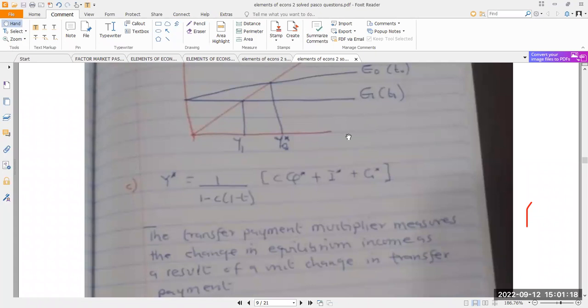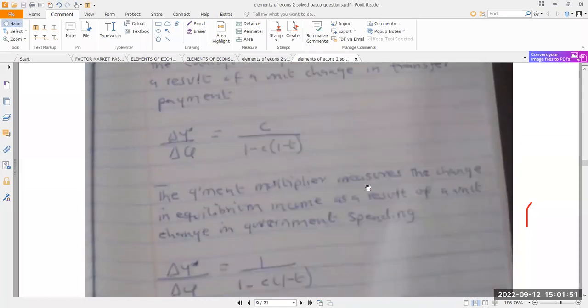That is what the government spending multiplier measures. Okay. Now, if you want to use algebra to find them, then you differentiate equilibrium income with respect to that particular component. So this is the equilibrium income function. If you want to find the transfer payment multiplier, then you differentiate Y star with respect to Q star. If you want to find the government spending multiplier, you differentiate Y star with respect to J star. So please, let's do that.